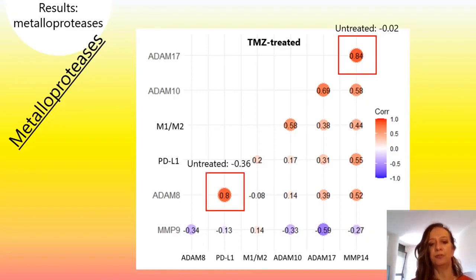The other correlation which appeared after treatment and was negative before and became positive after treatment was between ADAM8 and PD-L1. And both of these factors are related to tumor escape to therapy and may be reflecting the adaptation of cells after treatment, trying to escape the next round of treatment.